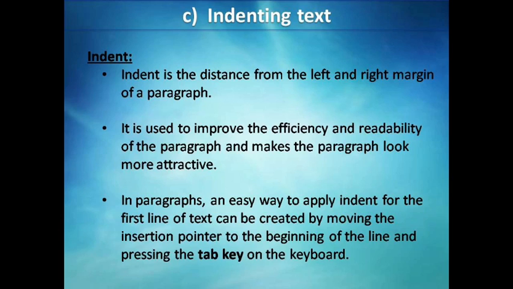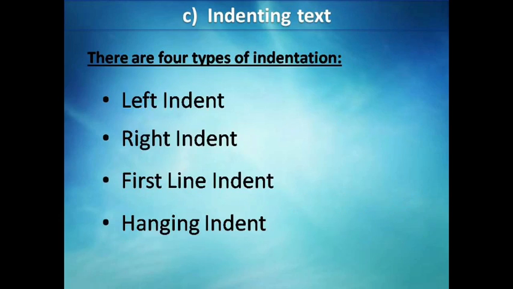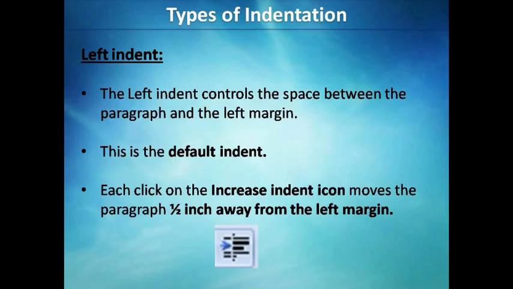There are 4 types of indents available in OpenOffice Writer. They are left indent, right indent, first line indent and hanging indent. In this video, we are going to discuss all these 4 types of indentation in brief. First one is left indent. Left indent controls the space between the paragraph and the left margin in a document. It is also called default indentation.